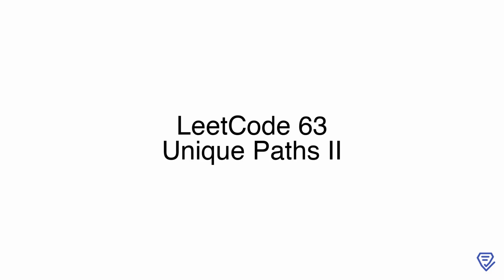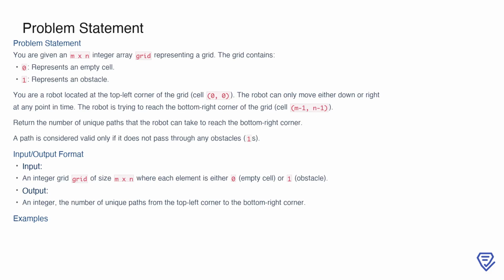Let's get started. In this problem, we are working with a grid represented as an m x n integer array called grid. Each cell in the grid can either be a 0 or a 1. A 0 denotes an empty cell, which the robot can move through, while a 1 represents an obstacle that blocks the robot's path. The robot starts at the top left corner of the grid, which is the cell (0, 0), and it aims to reach the bottom right corner at (m-1, n-1).